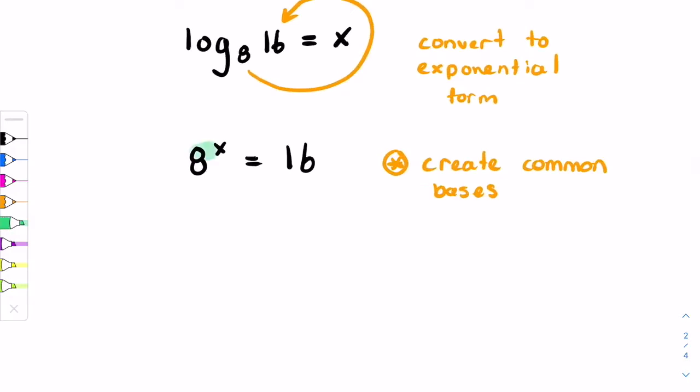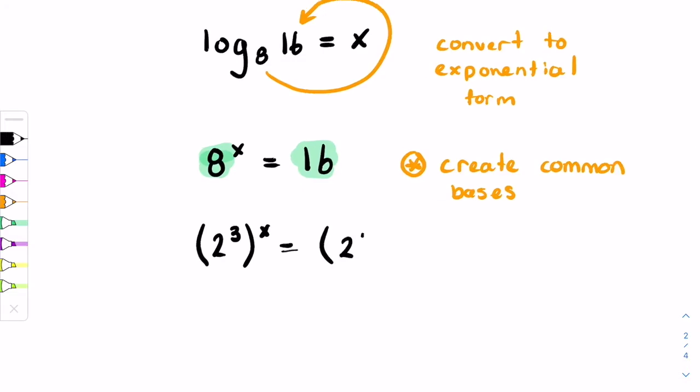If I'm creating the same base, I know that both 8 and 16 can be rewritten with a base of 2. What I mean is 8 is 2 cubed. I'm going to write that in parentheses, and that is to the power of x. 16 is the same thing as 2 to the 4th. So I'm talking about the same base. I just created the same base. You need to know these values. You might need to make a list on the side of your paper. You might have to just sit there with your calculator and figure out how to convert them to a common base. But a base raised to an exponent has to equal what you originally started with.